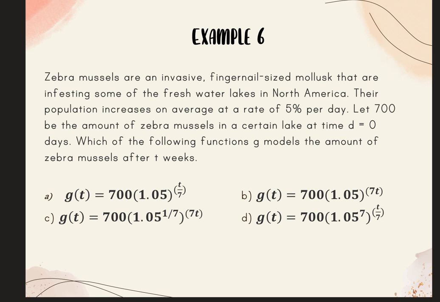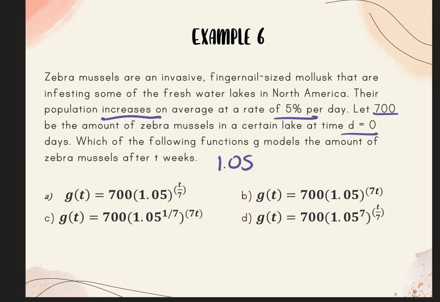First of all, we don't even care what the subject is. Zebra mussels. I didn't even know they existed. Okay. What is important is that there is a percent increase, right, at a rate of 5%. And it says 700 is the amount at the certain lake where D equals 0. So 700 is my initial amount. If I look at all the answer choices there, they all say 700, but that is something I could look for. They also all have a percent increase because 5% would be 0.05 and it's increased, so it's 1.05. That is also something I would look for.